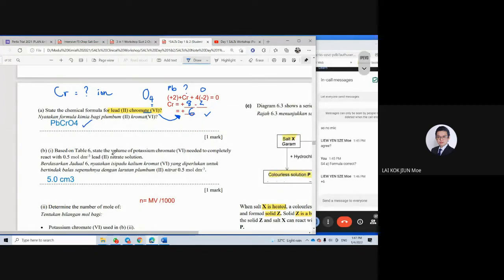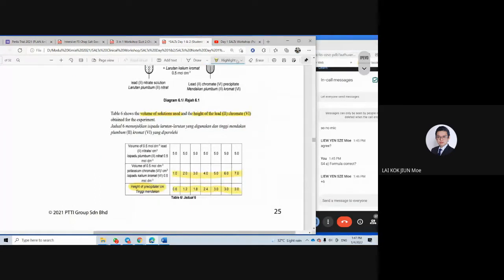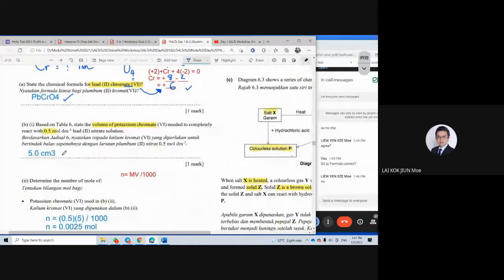So we need to know how much volume of potassium manganate is needed to completely react. So we check 5.0. How do you know 5.0, Yanxi? Because you can see here what happened to the precipitate. 5.0 means there is no more reaction, right? So the reaction stops here. When the reaction stops here, you know already the maximum volume you need is 5.0 only. Yanxi, agree? So no problem, Yanxi.